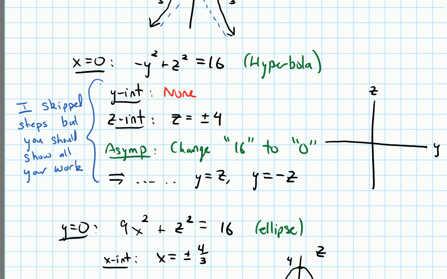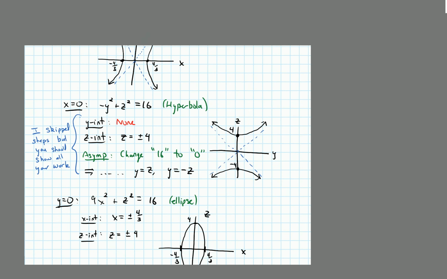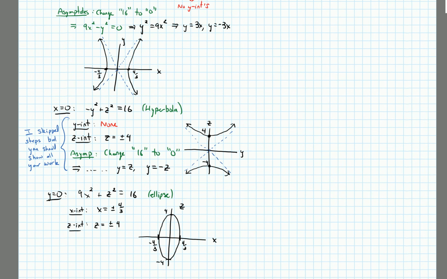And our asymptotes were y equals z and y equals -z. So those are lines of slope 1 and slope -1. And this one did have z-intercepts. So there's a z-intercept at 4 and a z-intercept at -4. And then from those intercepts, we have to snuggle up the graph next to the asymptotes. So in that direction and in this direction, and the same thing down at -4. Snuggle it up next to that asymptote, snuggle it up next to this asymptote. Okay, so we have our three sort of initial cross sections.